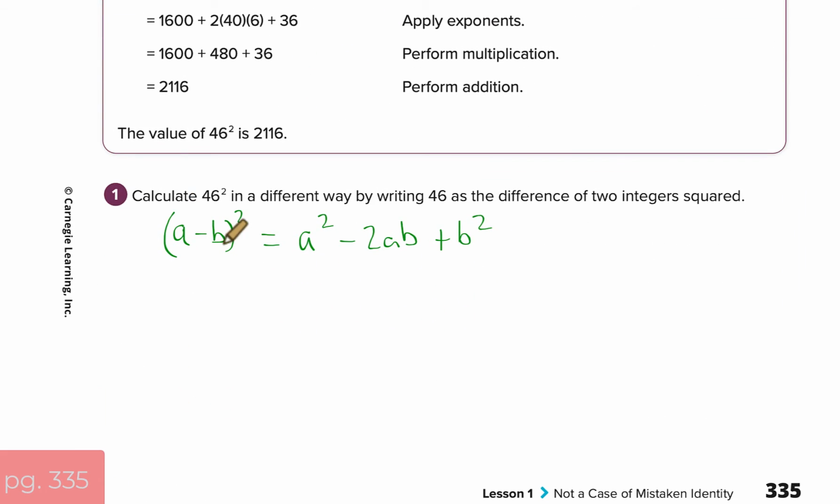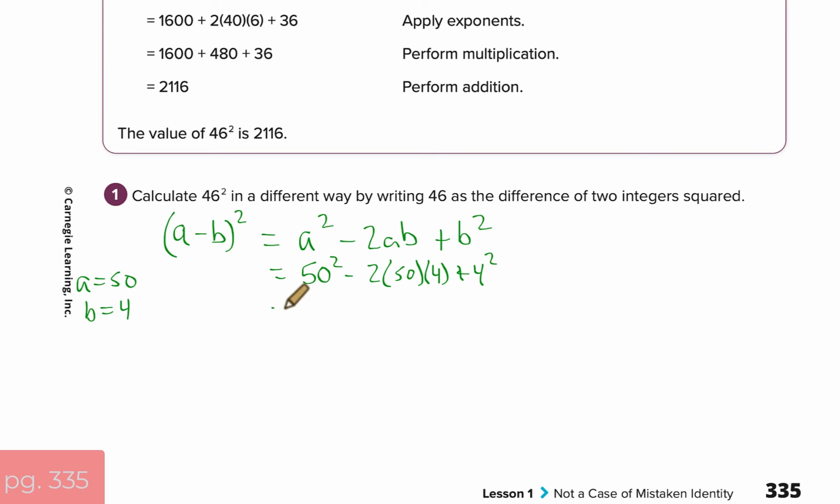I've got to find a different way to make 46, so I'm going to use A equal to 50 and B equal to 4, because I know that 50 minus 4 is 46, and I want to square it. I'm just going to plug that into this formula. Wherever I had an A, it gets replaced with 50, and wherever I have a B, it gets replaced with 4.